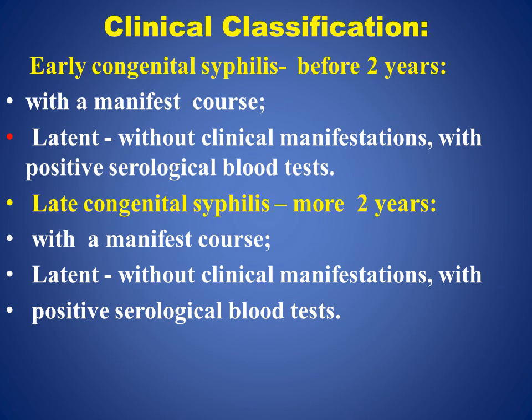Clinical classification. Early congenital syphilis, before 2 years, with manifest course. Latent, without clinical manifestation, with positive serological blood test. Late congenital syphilis, more than 2 years, with manifest course. Latent, without clinical manifestation, with positive serological blood test.